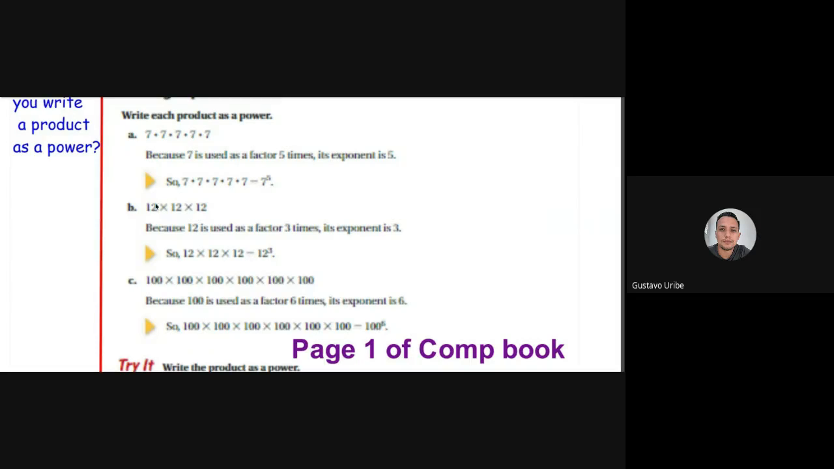I see 12, so 12 will be my base. And there are 3 12s, so 12 to the 3rd power. Same thing with the 100. So I have 1, 2, 3, 4, 5, 6. So 100, right? And the exponent will be 6.